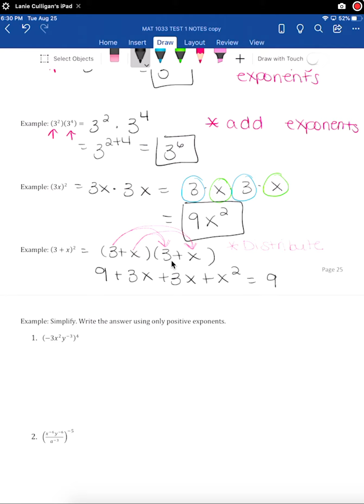Lastly, I can combine like terms. I have 9. 3x plus 3x will give us 6x, so plus 6x plus x squared, and that'll be our final answer, 9 plus 6x plus x squared.